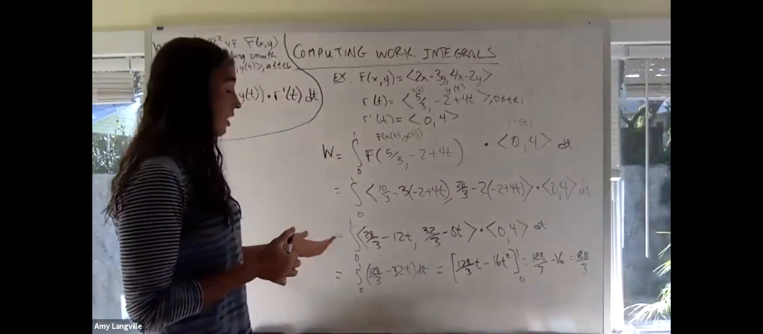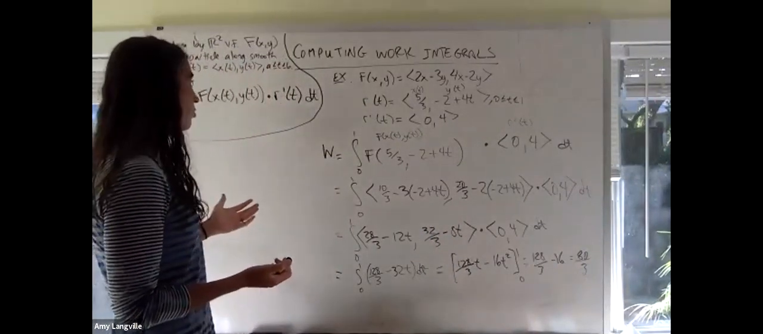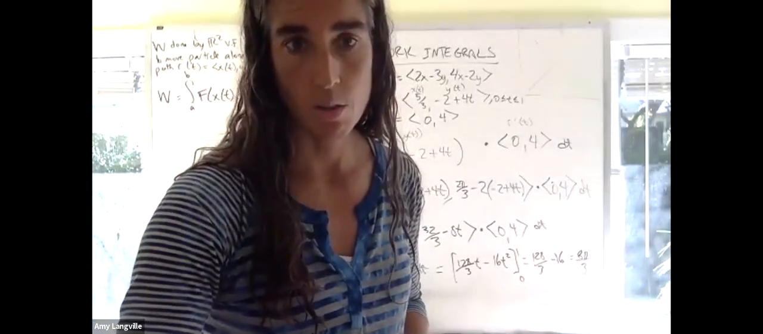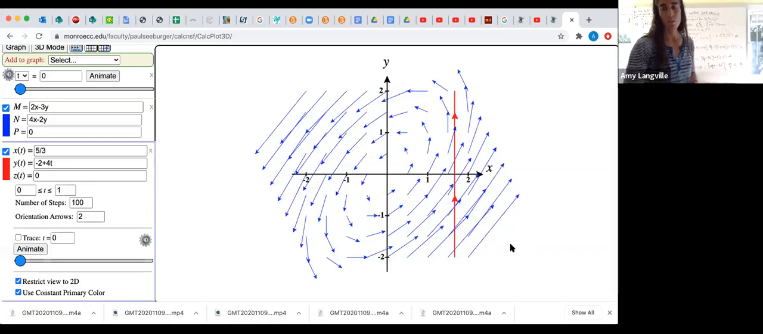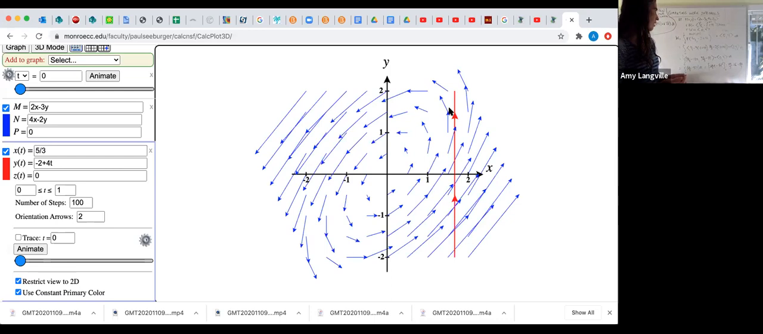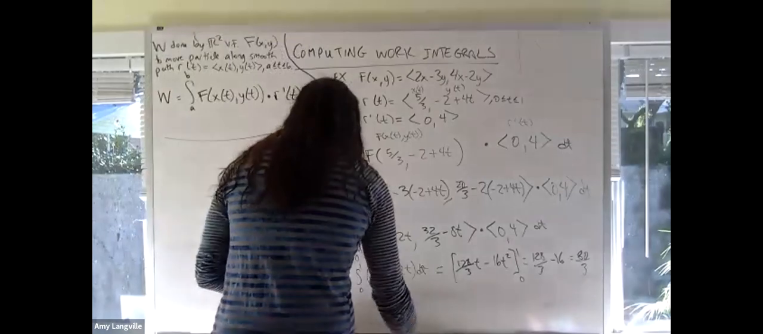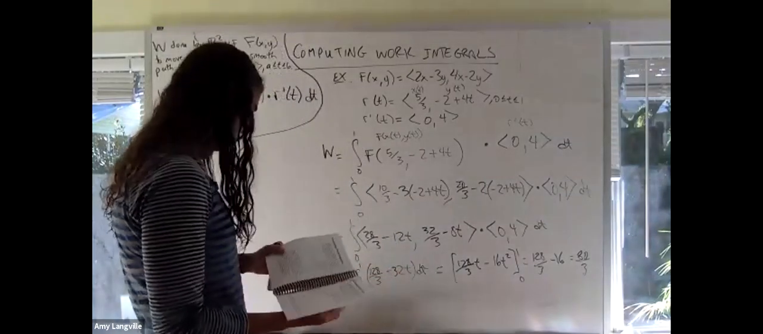Right, so what we see now is we have quantified. We knew from the picture of this that we expected positive work, but we want to quantify that. We now have this new formula. We were able to quantify exactly how much work the wind did to help this sprinter: 80/3 was the amount of help that she got from the vector field.